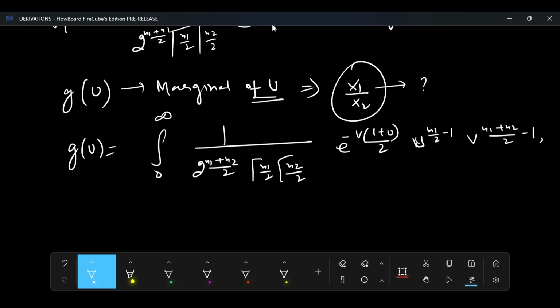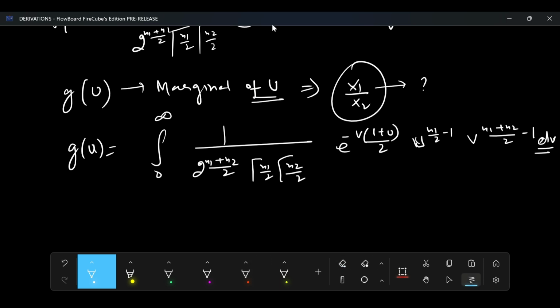Clear? So we need a g of u. So the term involving u will be our constants. We will differentiate, this is dv, we will integrate with respect to v only. As whenever we need the marginal distribution function of some random variable, we integrate with respect to the opposite random variable. That's if we have f of x comma y and we need the marginal of x, we integrate with respect to y.